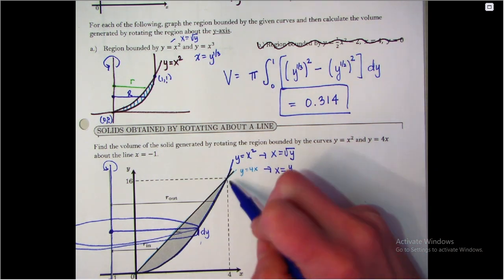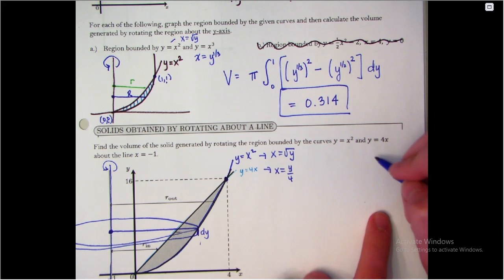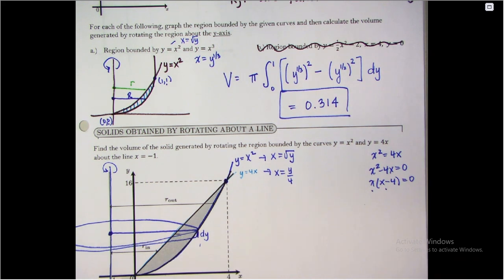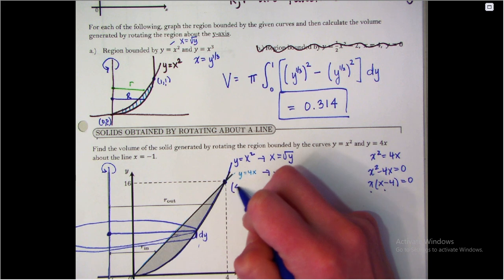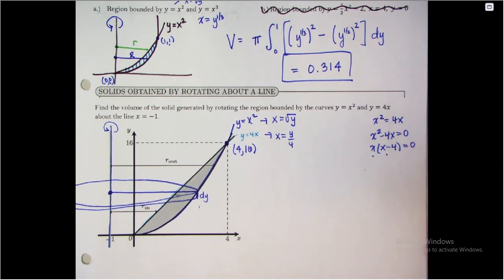The other thing I know I'm going to need would be the point of intersection. Where does x squared equal 4x? It would be at 0, and then also, x squared minus 4x, it would be at 0 and 4. So the 0 is here. That would make this one at x equals 4. Y is equal to 16. All right, I think we're ready to set it up.